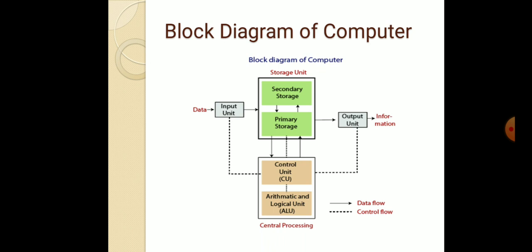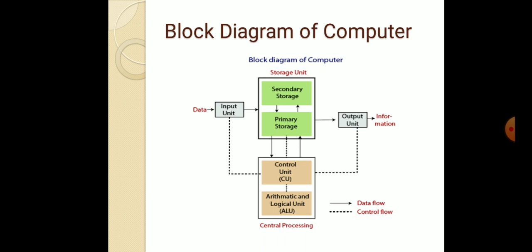Besides this, we have another unit, that is the storage unit. So what is the storage unit? The storage unit is used for the storage of data. Here we have two types of storage: number one is primary storage and the second one is secondary storage. If we have temporary data, which means volatile data, then the storage is primary storage. If we have permanent data or we want to store our data permanently, then we have secondary storage. So the main thing is that the storage unit is used to store our data.